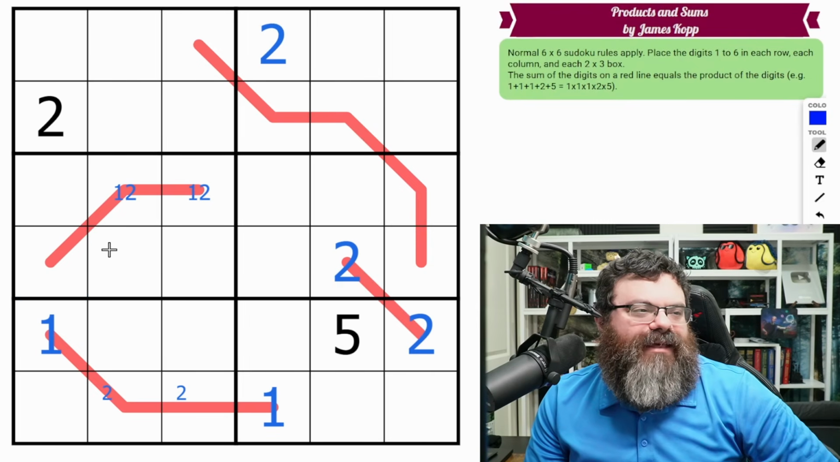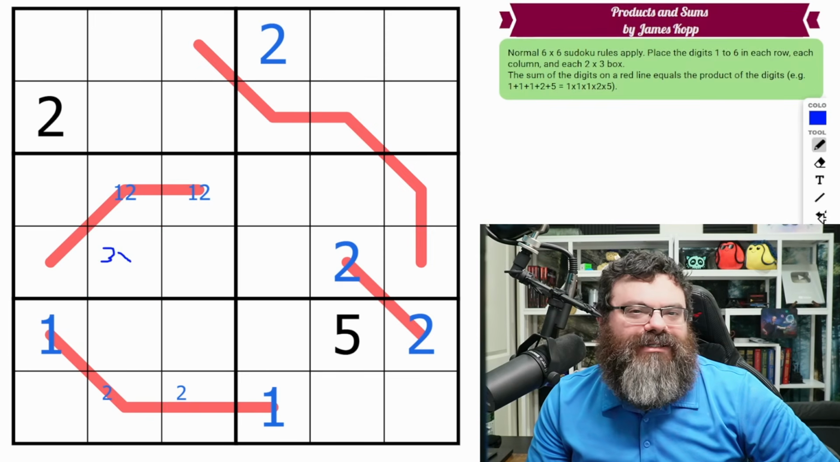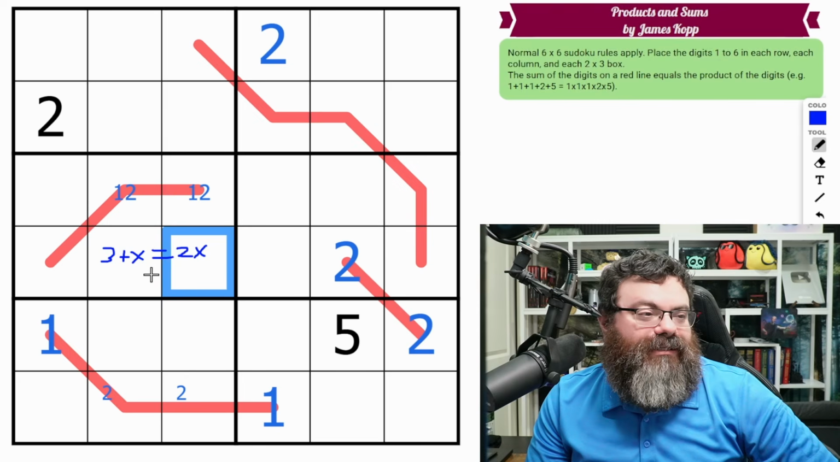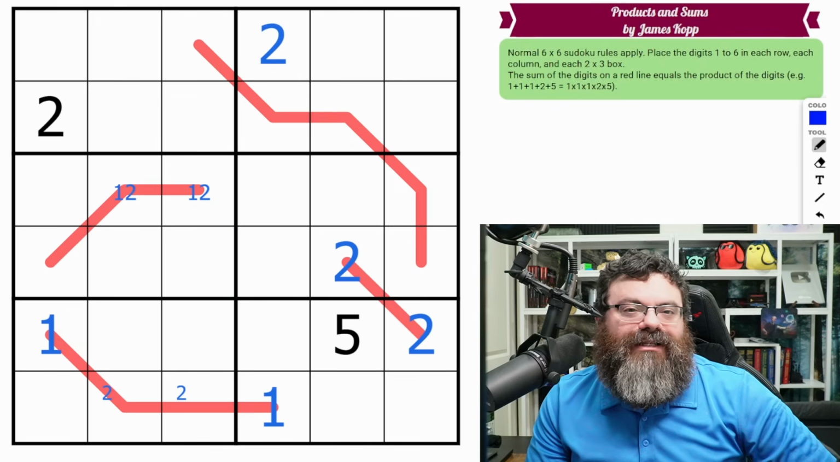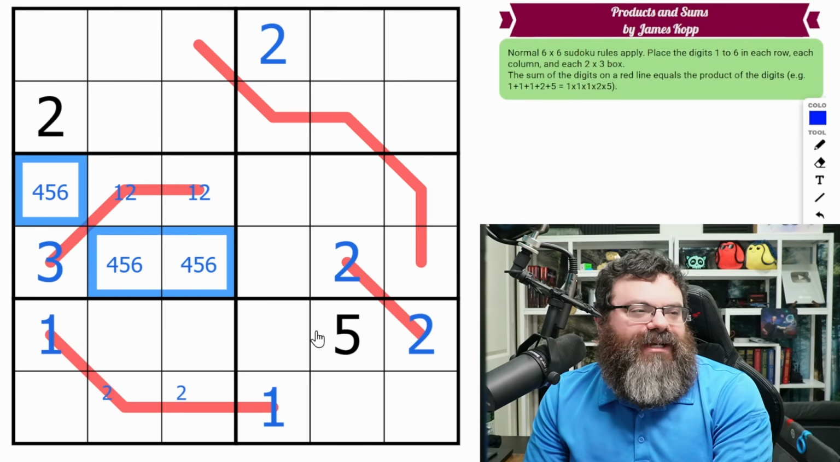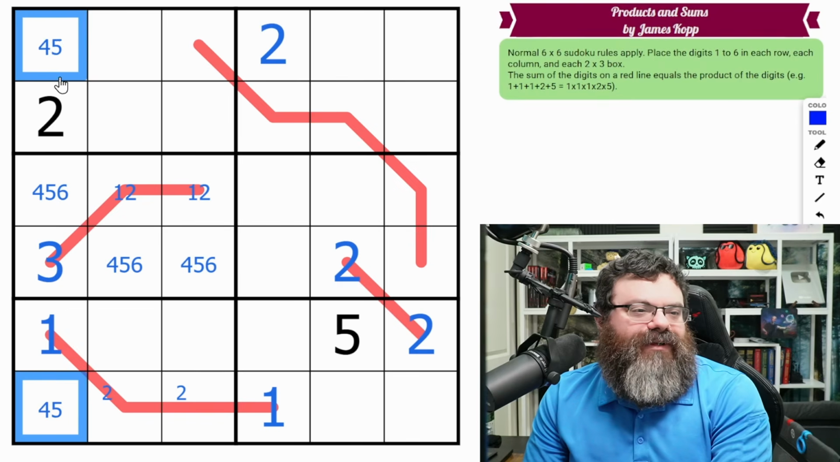So we could say that the sum we know is going to be 3 plus, I forgot to put the plus, I just wrote x. 3 plus x is our sum, and our product is going to be 2 times x, because the 1 does nothing to the product. So if we subtract x from both sides, we get x is 3. That's the only solution. So that's our 3. So that makes this 4, 5, 6. Makes this 4, 5, 6.